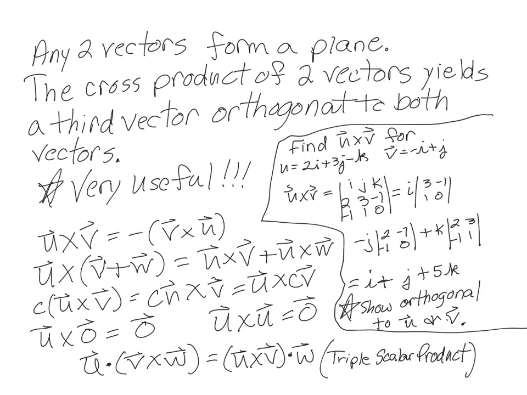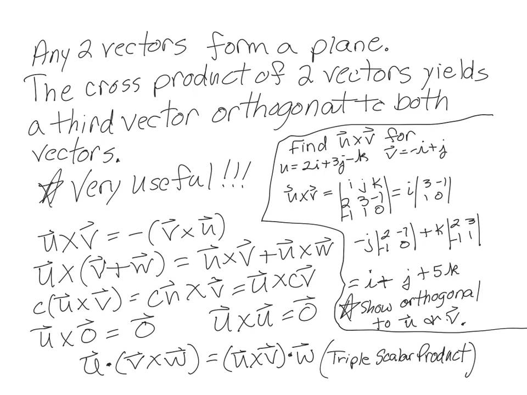Okay, again, just some notes for you to have. We're only talking about three-dimensional space, but in any vector space, any two vectors will form a plane. Okay, the cross product of those vectors, and now we're talking about R3, the cross product always yields a vector that's orthogonal to the original vectors. And this is very useful, especially when you take that orthogonal vector and you normalize it.